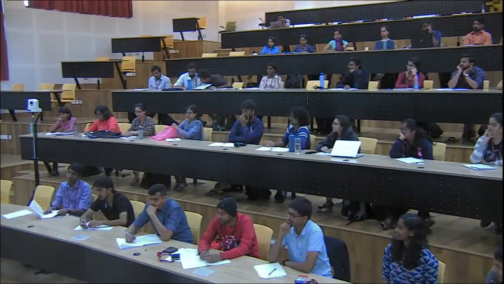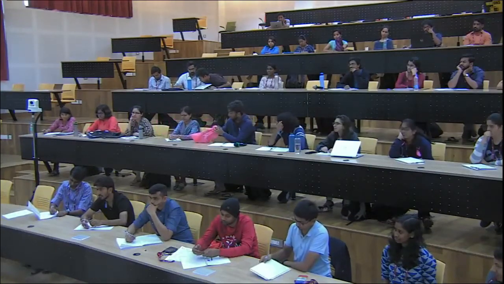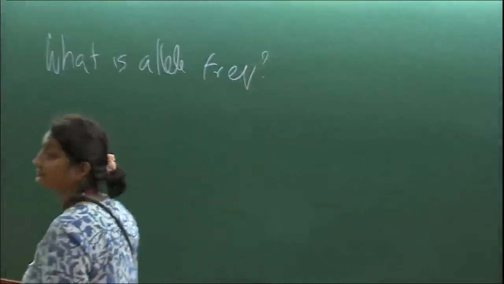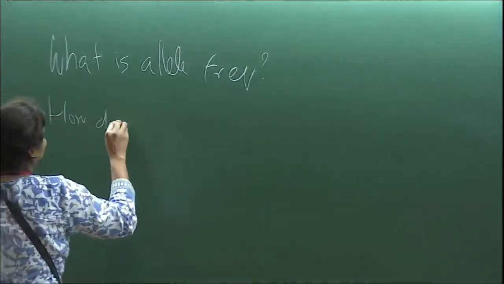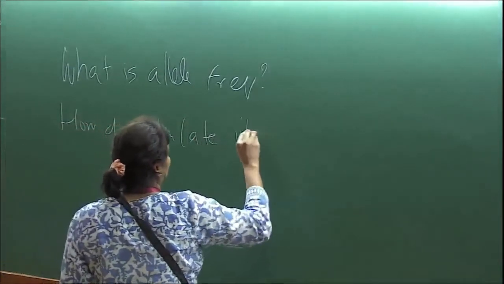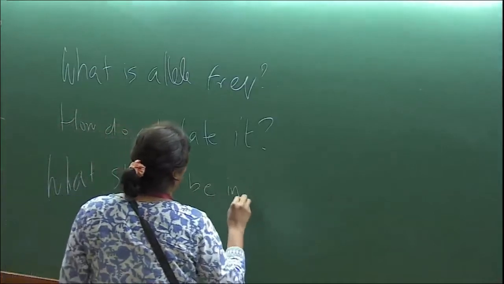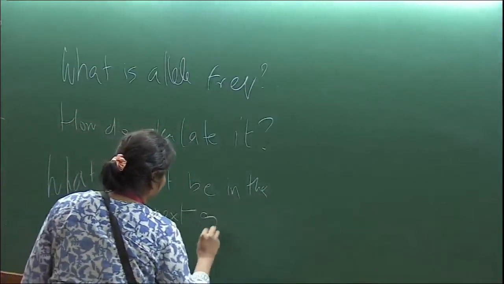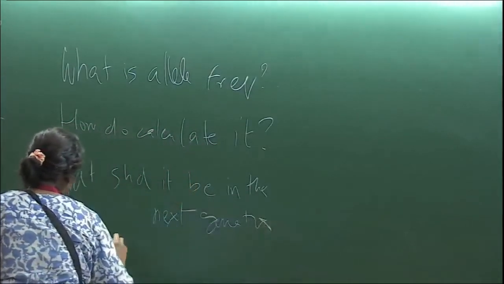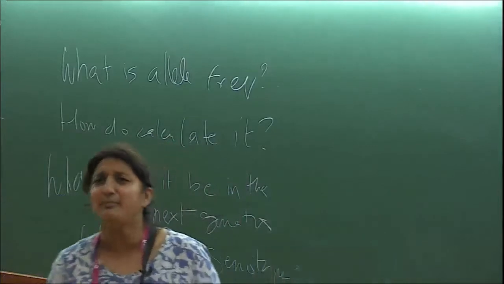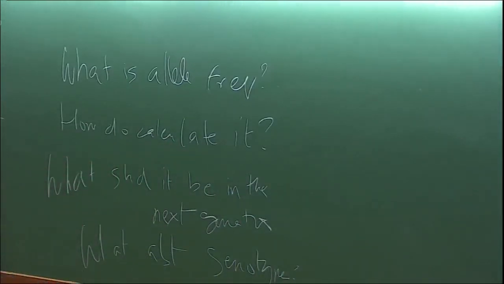And so now we're going to talk about what is allele frequency? How do you calculate it? What should it be? Can you predict it in the next generation? What about genotypes? Very basic questions. Before we start talking about change in allele frequency because of drift and mutation and all this stuff, we need to know what the base allele frequency is, how you calculate it, and what it looks like.